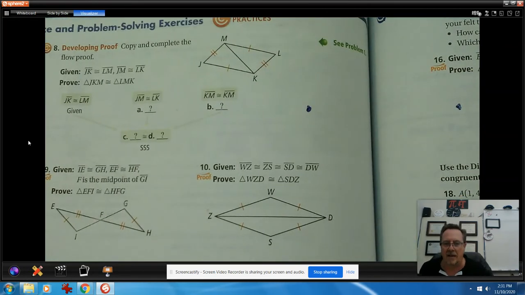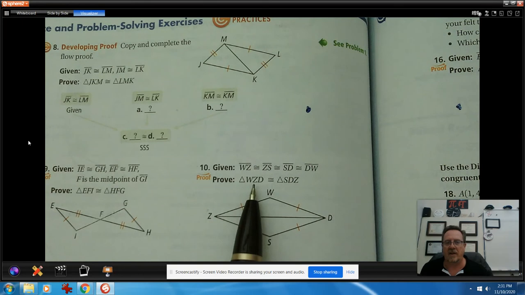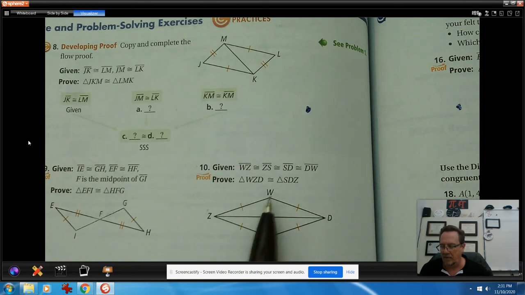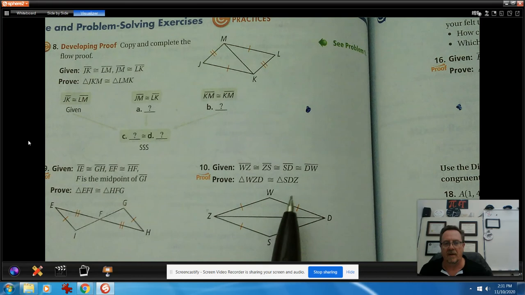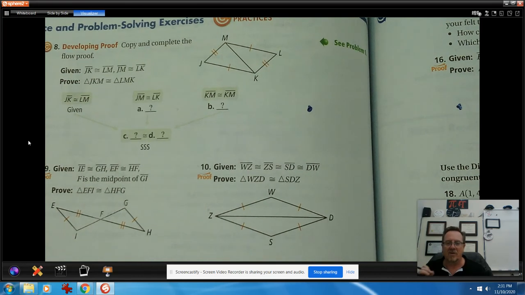Let's take a look at number 10. What do you suppose we're going to try and do to show that those triangles are congruent? And again, make sure you understand which triangles they're talking about. WZD is this top triangle. And triangle SDZ, that's this bottom triangle. Those are the ones we're trying to show are congruent. Would we use side, angle, side? I don't think so. I think we can use side, side, side.